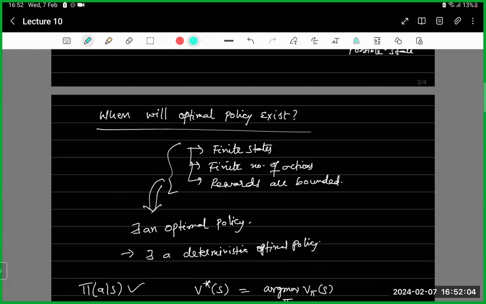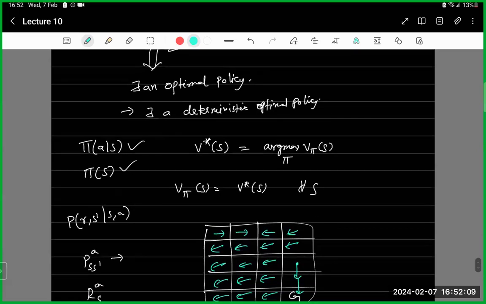Everyone understood what is an optimal policy? A policy which is optimal in every state. So this definition you understood, now you are able to appreciate this definition. So V star of S: for every state there is some optimal value. Now you call a policy optimal if V pi of S is equal to V star of S for all S. Okay. So for example, this policy is optimal in one state. But does it satisfy this property? No, right? Because for some other state, this won't be a good policy.